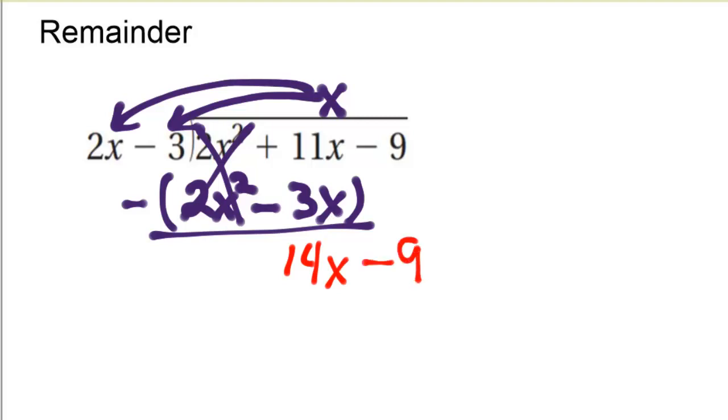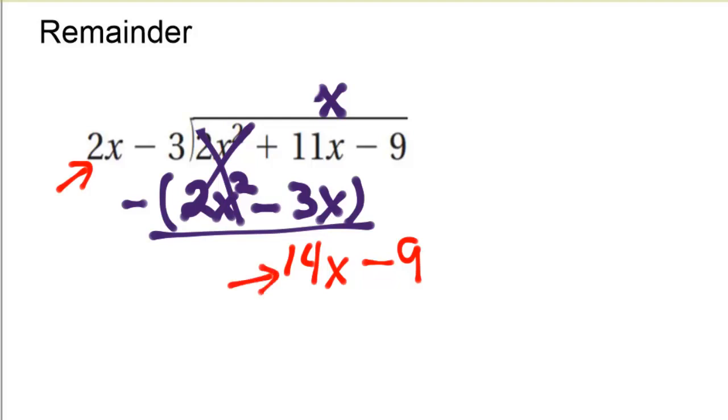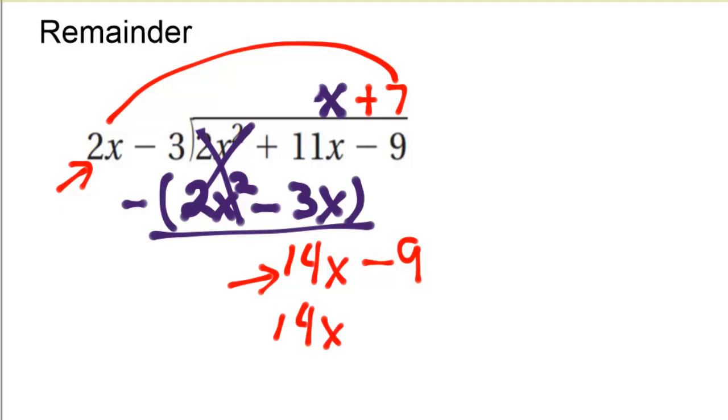Bring down your -9 because you have to have a binomial. And now, what do we have to multiply 2x by to make 14x? It looks like a positive 7, so plus 7. And then distribute. 7 times 2x is 14x, and 7 times -3 is -21.